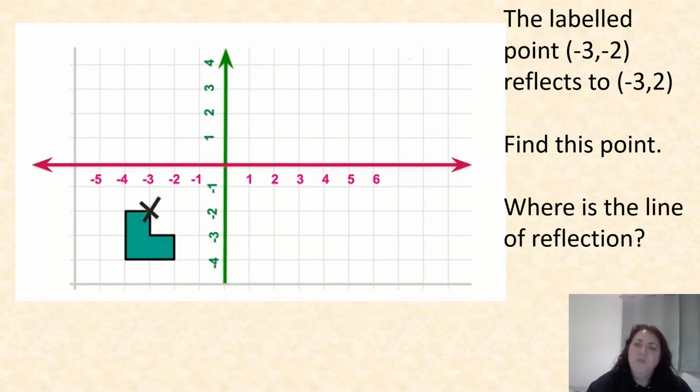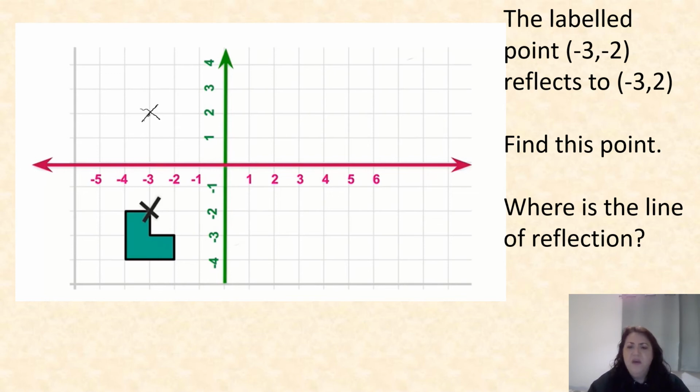Right, so the labelled point we just said was -3, -2, the one that's got the cross on it. Can you see it? Here. And it reflects to -3, 2. Find this point and where is the line of reflection. So find the point first. Find the new point, -3, 2. Put your finger there. Hopefully you've come along to -3 here and then you've come up to 2, which is there. So the new point is going to be there.